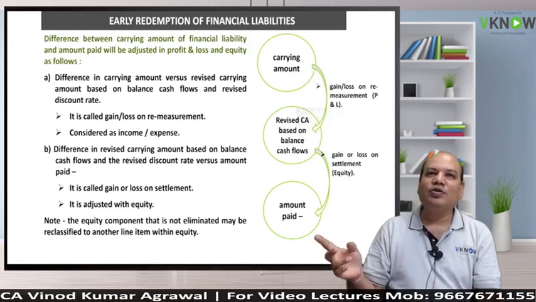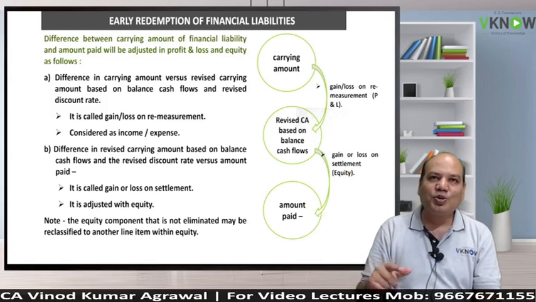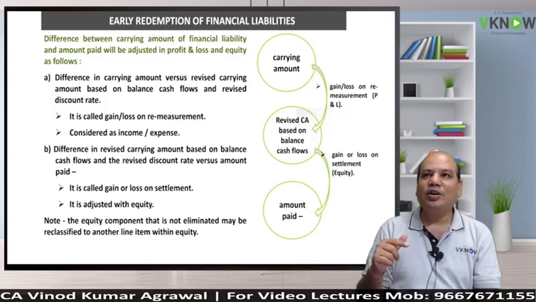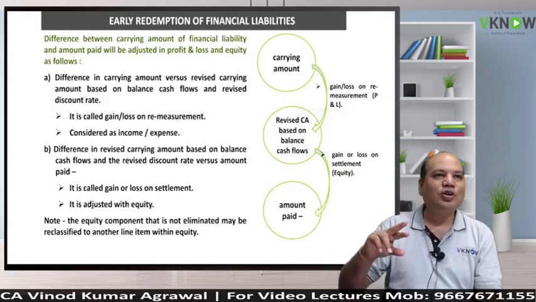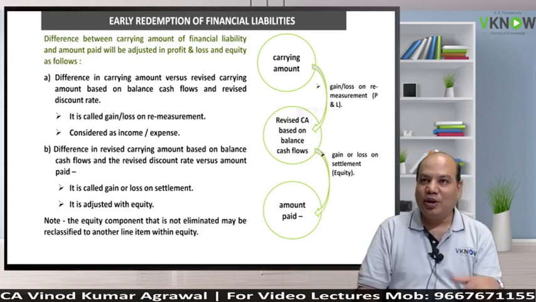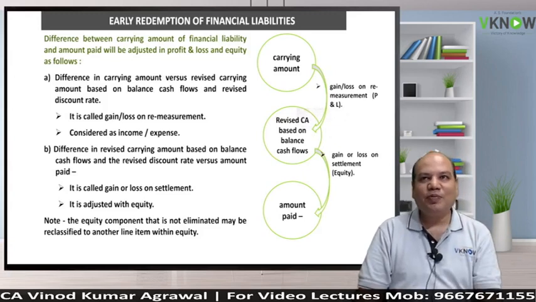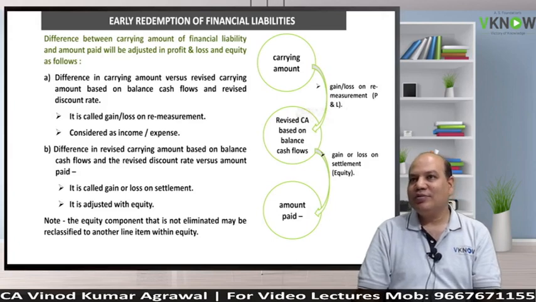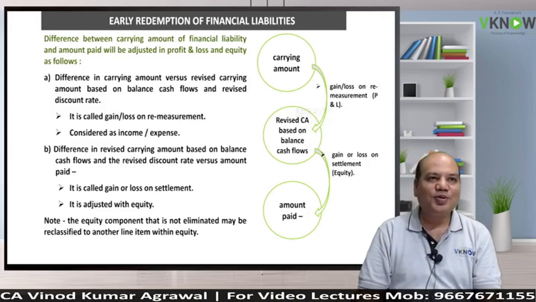If I transfer the whole difference to P&L account, indirectly the gain or loss on the equity portion gets recognized in P&L account, which is wrong. Then you're violating the very fundamental principle of equity accounting. Gain or loss on equity is not transferred to P&L account.